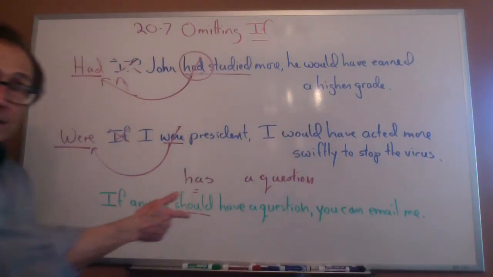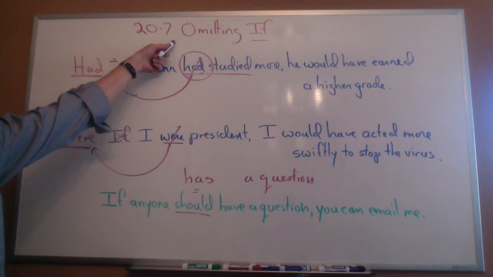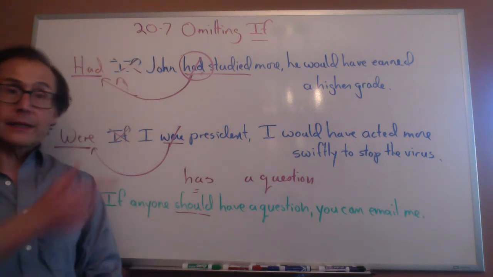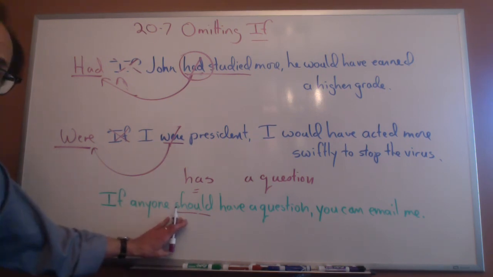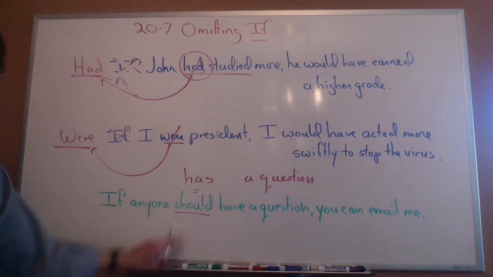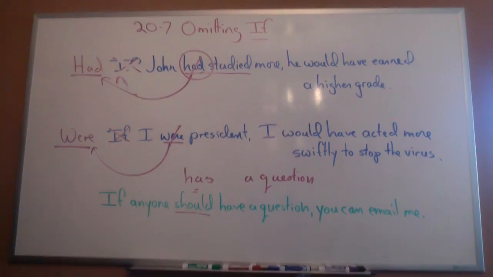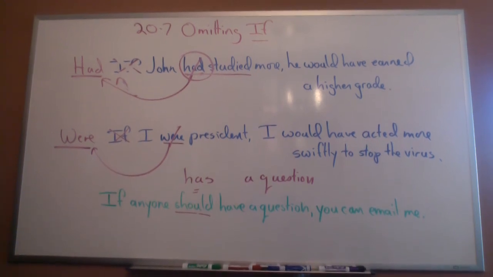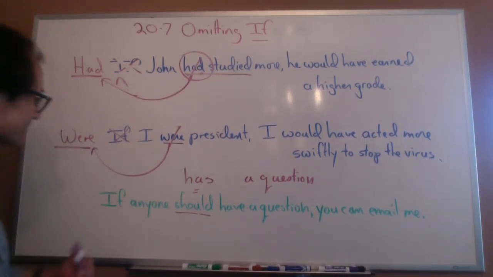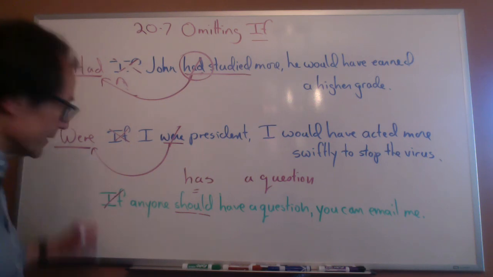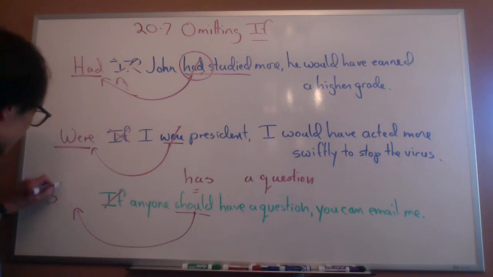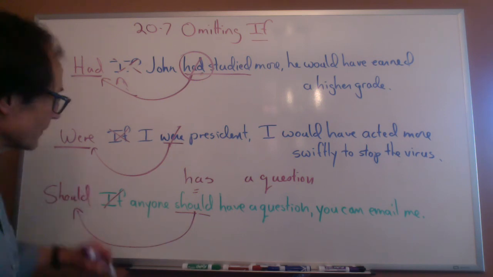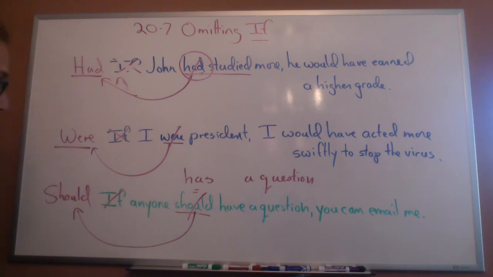The way that I make this sentence with should, the way that I omit if, is exactly the same way that I did up here. So take a minute, look at this sentence with should, and ask yourself, how would I get rid of if? Pause if you need to, and think. I'm going to tell you right now, so pause if you haven't got it. Step number 1, I get rid of if. Step number 2, I take should and I move it to the front. And I get, should anyone have a question, you can email me.